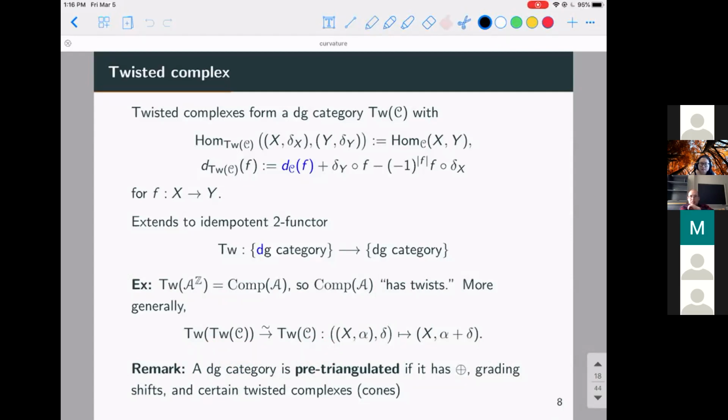So you often hear this word pre-triangulated DG category, but you can phrase that definition as saying it's just a DG category that is closed under certain operations. It's closed under direct sum, grading shifts, and also certain twisted complexes called cones. So what's a cone? Well, if you have a morphism F from X to Y, then a cone is a twisted complex on X direct sum Y. So that morphism F plays the role of the differential in the twisted complex.